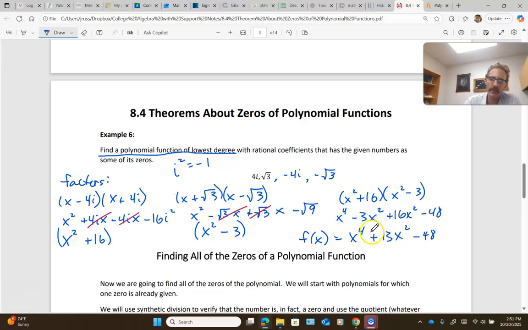Interestingly, if you were to graph this one, because two of the zeros are purely imaginary, you won't see those on the x-axis, but the square root of 3, the positive and the negative, you will. The square root of 3 is about 1.7. Okay, so you would see the function cross the x-axis at around positive 1.7 and then around negative 1.7.